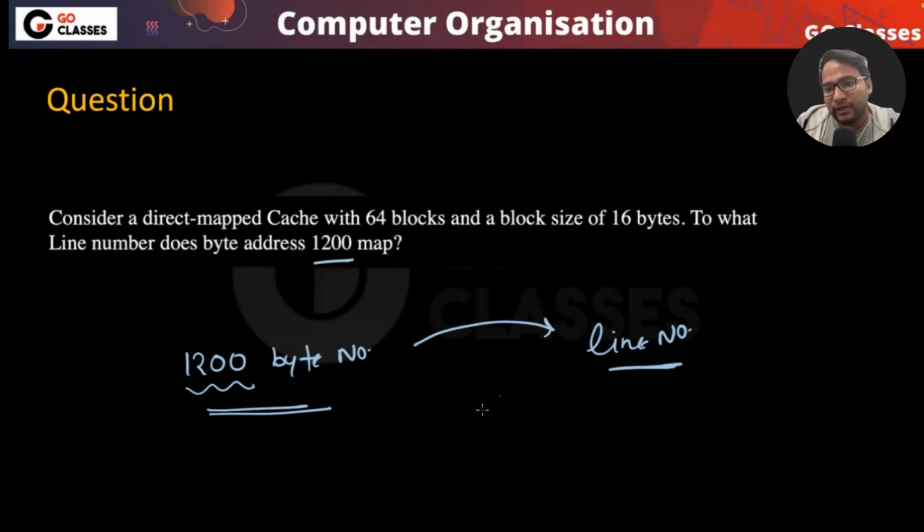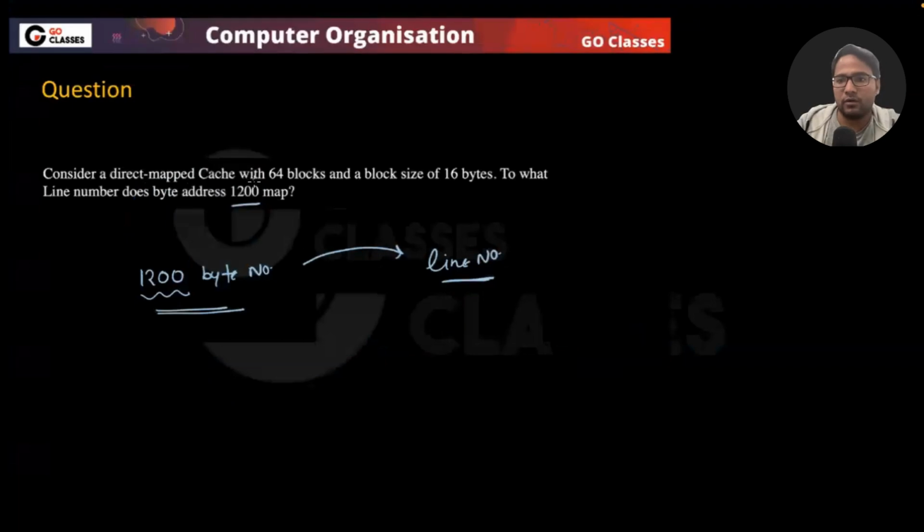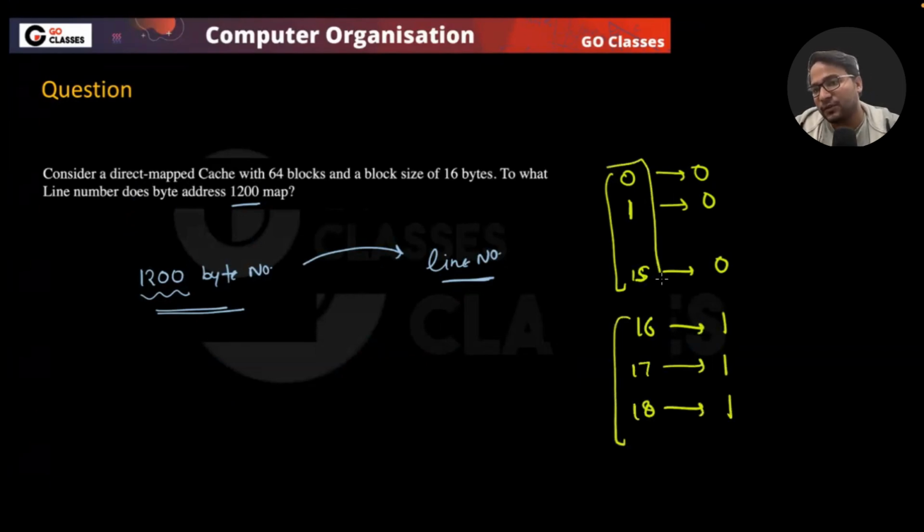See, you tell me the byte number, let's suppose 1. It is in which block? Block 0. Byte number 0 is in block 0, right? 0 to 15 is in block 0 only, right? Then 16 is in block 1. 17 is in block 1. 18 is in block 1, isn't it? So these are the byte numbers if each block has 16 bytes, isn't it the case?